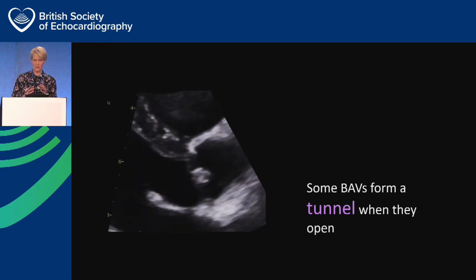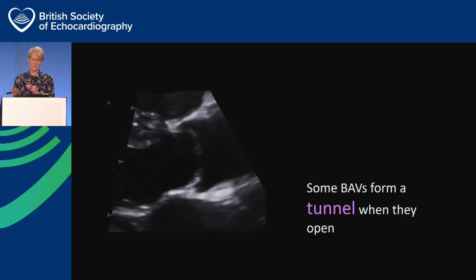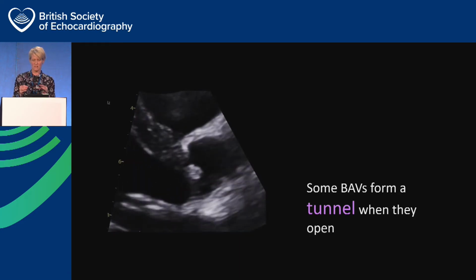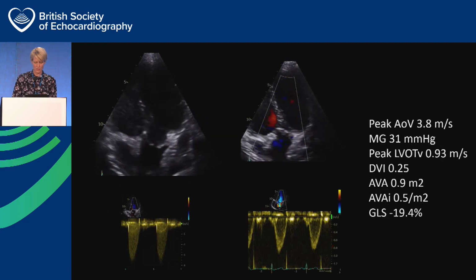But quite often bicuspid valves will tunnel when they open, and so you get this flow acceleration through them. So we often talk about velocities, not gradients, because using the modified Bernoulli equation isn't really right, because you're getting acceleration of the flow throughout, which is the same as subaortic stenosis.